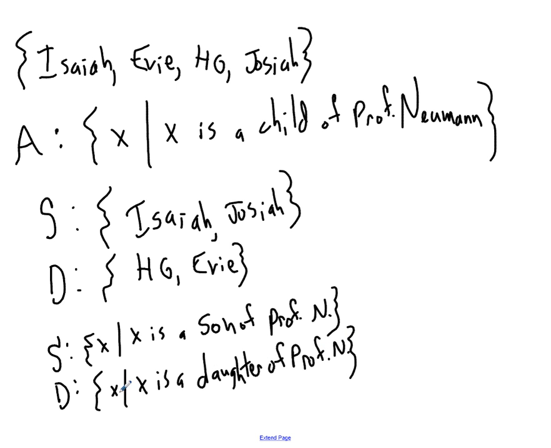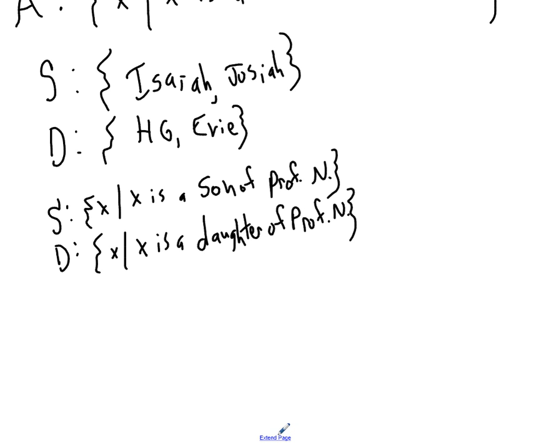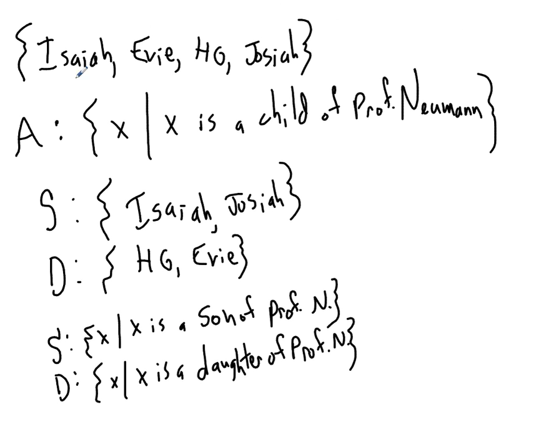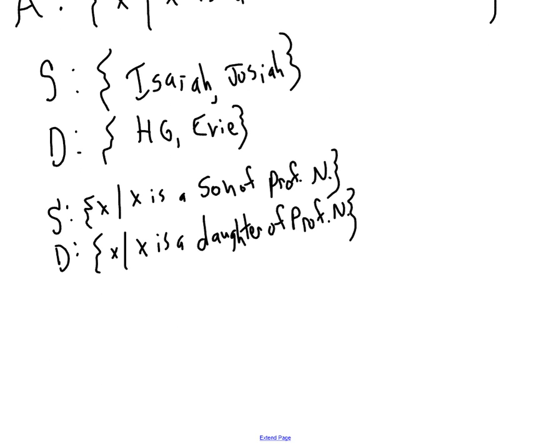and D is my daughter, right? Now, these sets are formed out of the larger set, right? So Isaiah and Josiah are my sons, Evie and Hannah Grace are my daughters. The way we say that, we say S is a subset of A. This set is fully contained within A.